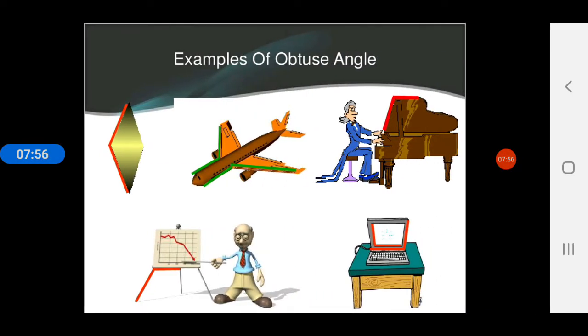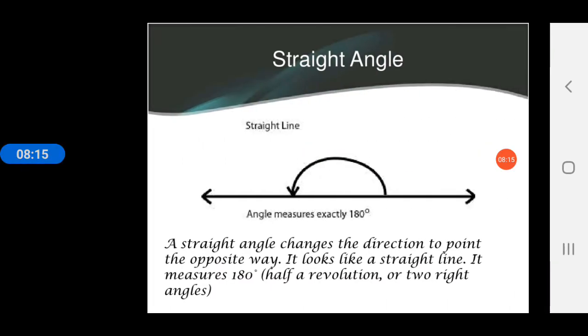Now for the obtuse angle, see here, you can see an obtuse angle on the side of an aeroplane. There, in the diamond shape, you see an obtuse angle. If there is a stool like this, the stool's legs make an obtuse angle. So you can see obtuse angles in various objects in life.